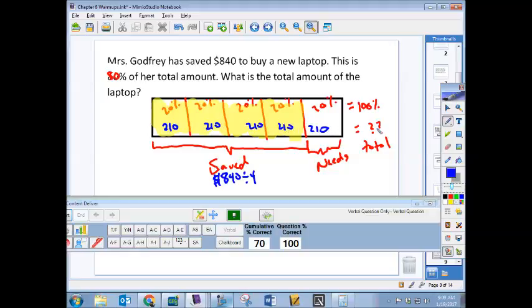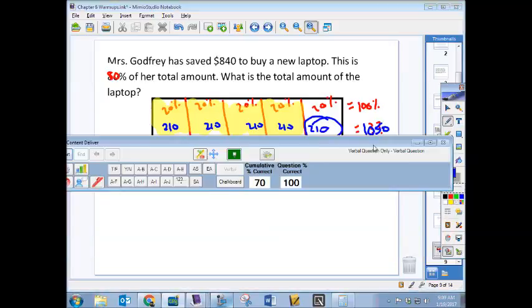So if I'm going to figure out the total, I'm going to add 210 5 times, or I'm going to do 210 times 5, or I'm going to say, well, if I know that the amount she saved is 840, and I know she needs 210, I can just add those two. Either way, you get $1,050.